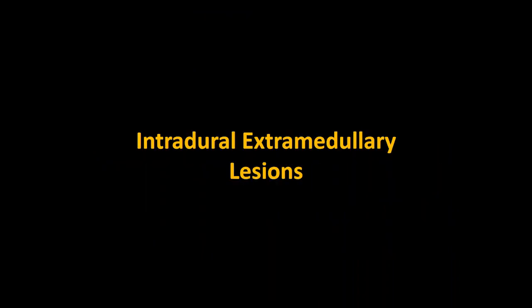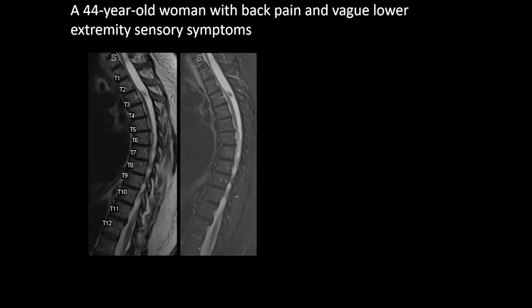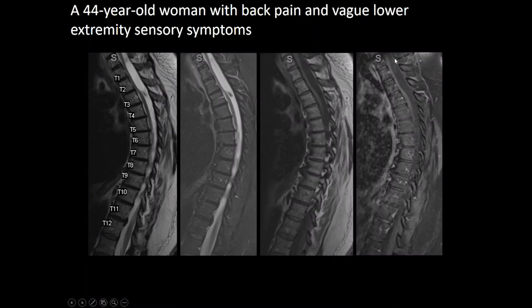Moving on to intradural extramedullary lesions. 44-year-old woman with back pain and vague lower extremity sensory symptoms. A cystic appearing lesion is seen in the dorsal thoracic region, which does not demonstrate any enhancement following contrast administration. The lesion displaces the cord ventrally, does not expand the cord, and therefore it is not an intramedullary lesion. It does not efface the extradural fat, and therefore it is not an extradural lesion.